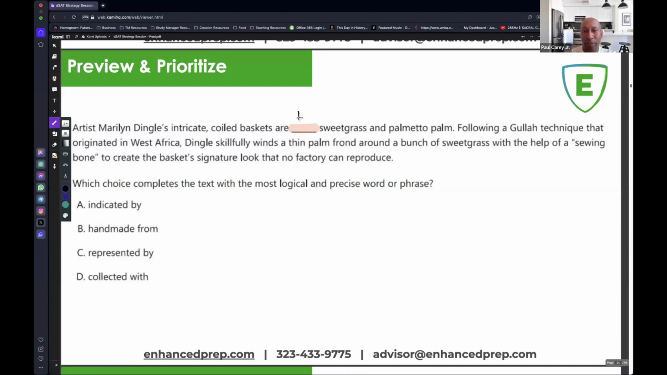created or built. Built. Right? Built from, right? So we're going to put our own word in here, in this case, a word or phrase. So they are built from sweetgrass and palmetto. So now we can do our process of elimination. We've already spoken for ourselves.